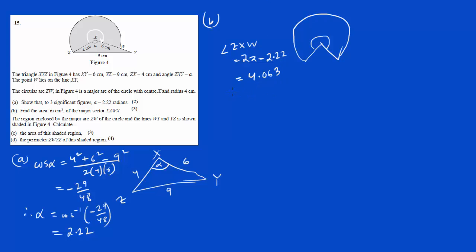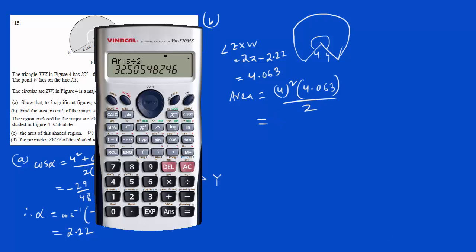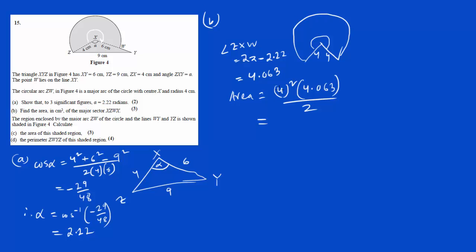Now the area of a sector, when we have the angle in radians, is r squared theta by 2. The radius of this circle is 4, as given. So this is 4 squared times 4.063 divided by 2, and it turns out to be 32.5 centimeters squared.